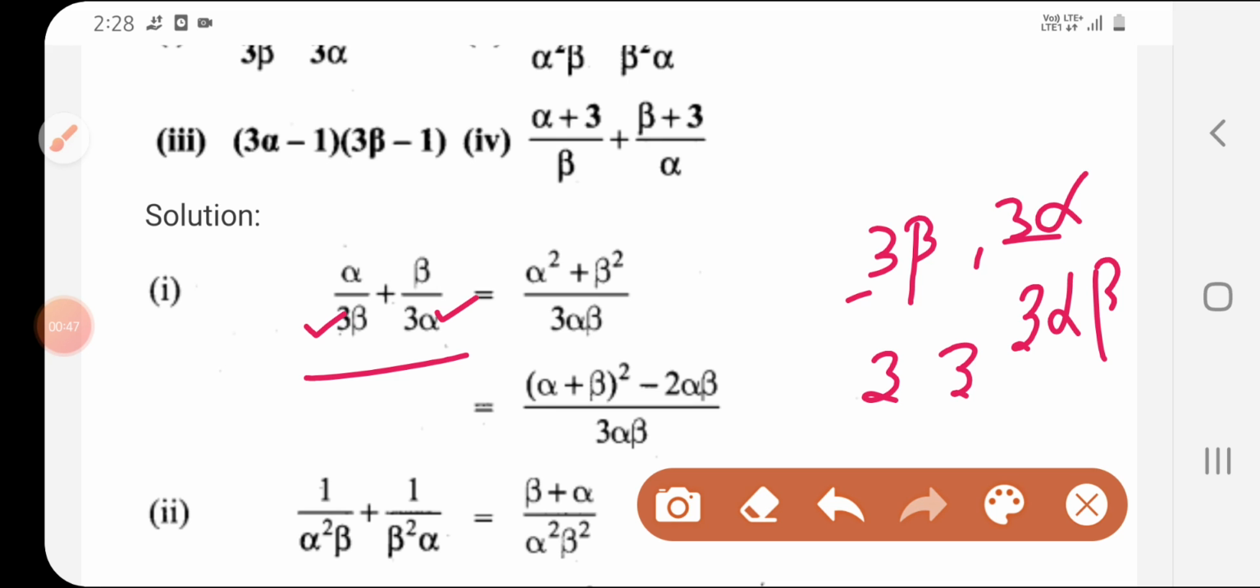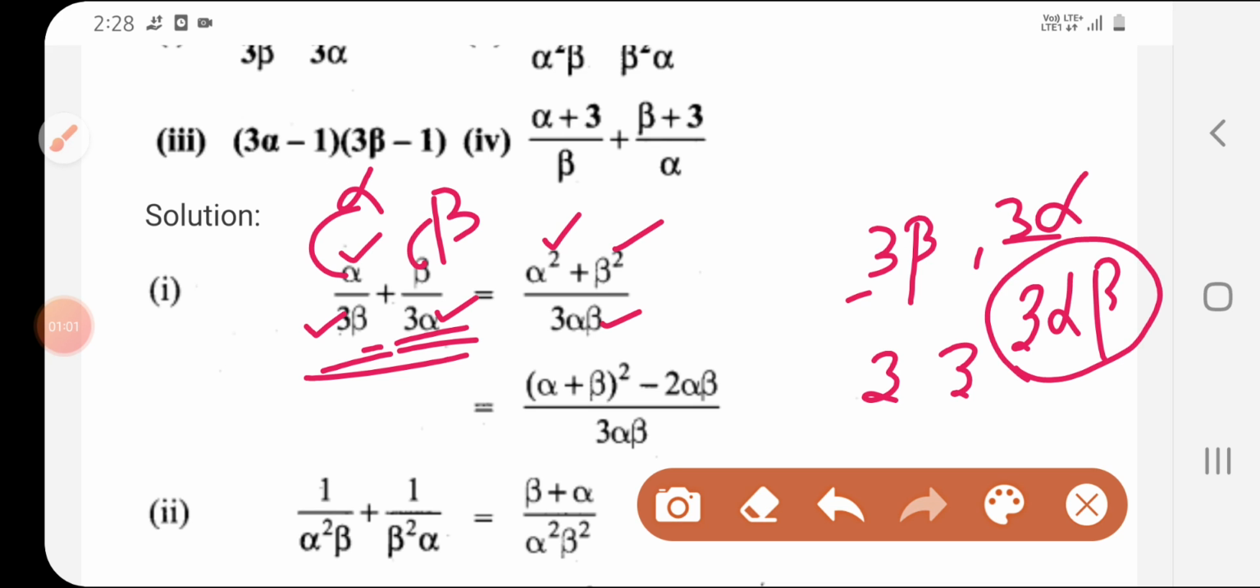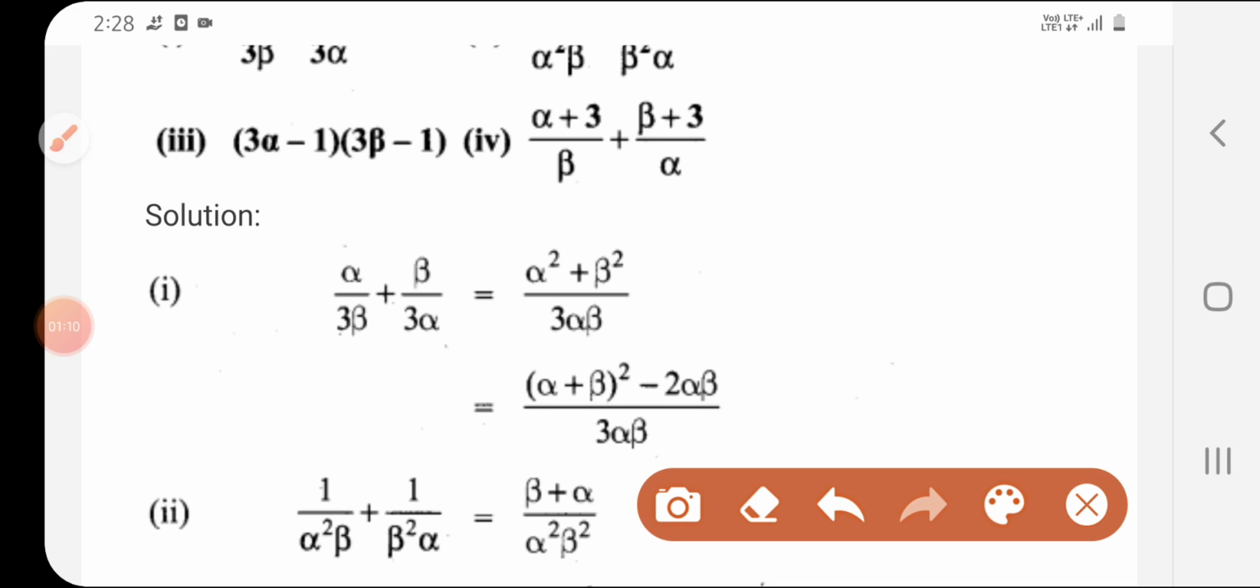Okay. Here we already have 3 beta, so we have to multiply by alpha here. Here we have 3 alpha, so we need to multiply by beta here. When we multiply alpha into alpha, alpha square, beta into beta, beta square. In the denominator, the LCM term 3 alpha beta will come. Now, alpha plus beta the whole square, which is nothing but the simple formula.